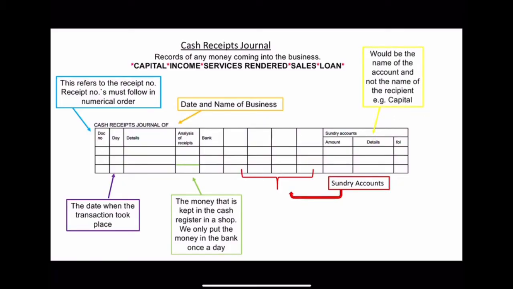Now, the detail in the sundry accounts doesn't refer to the name of the recipient. The name of the recipient goes in the details. So let's say the owner of the business's name is James. James will be in the details, but in the sundry accounts details, it will say capital because he's putting capital into the business. Lastly, the FOL means the folio number, and what happens is when we're transferring these amounts to our general ledger, we have to put the according folio number as a reference to see which ledger each of the items go to.